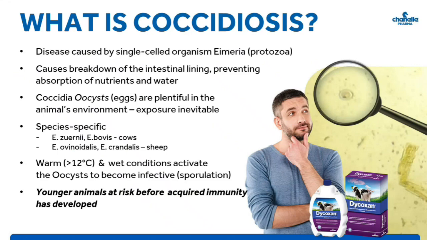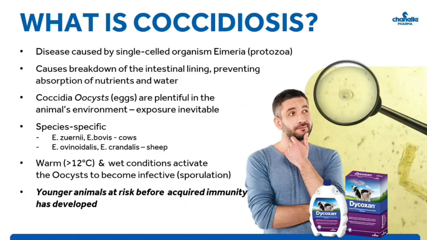Okay, so what is coccidiosis? Well, it's a disease caused by a single-celled organism called Eimeria, which is a protozoal parasite. It should be noted that protozoal parasites like Eimeria behave differently to many of the nematode parasites we have previously considered, and this is the reason, as we shall see, for employing differing control strategies when managing this parasite.